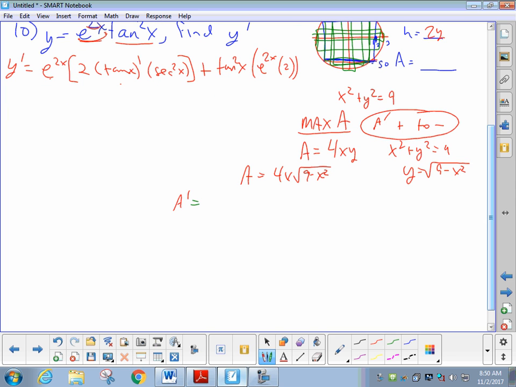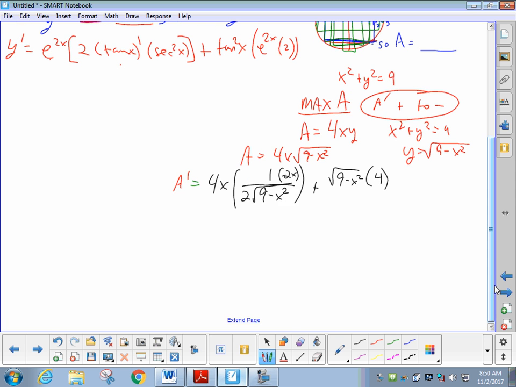So, now let's talk derivative. Did you do the derivative successfully? First stays the same. Derivative of the second is 1 over 2 root 9 minus x squared times the derivative of the inside, negative 2x. Plus, second stays the same, times the derivative of the first, which is 4. We need to know whether this is 0 or undefined for critical numbers.